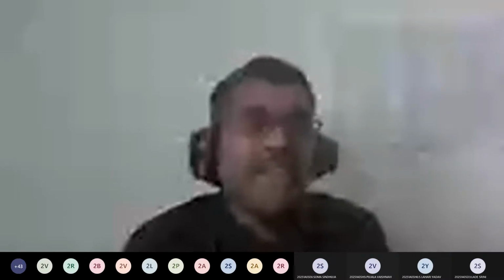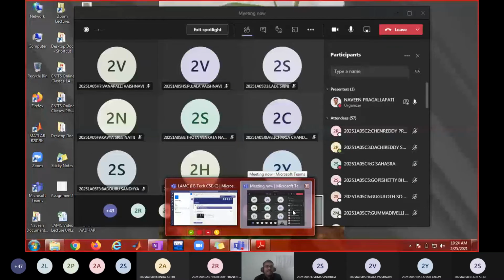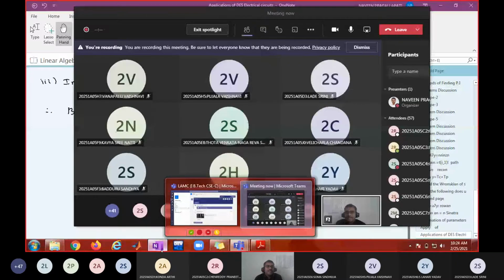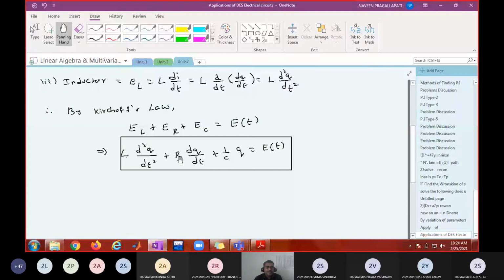Yeah, second order linear. What kind of second order linear differential equation? Observe this. According to Kirchhoff's law, the sum of the voltage drops is equal to the total EMF. Therefore, this is the governing differential equation.